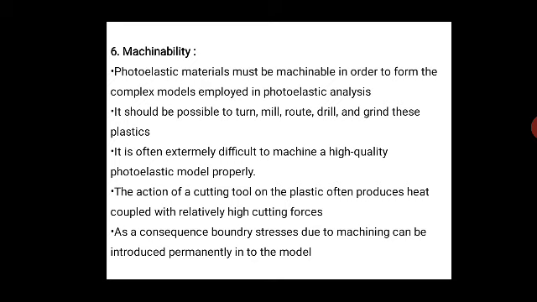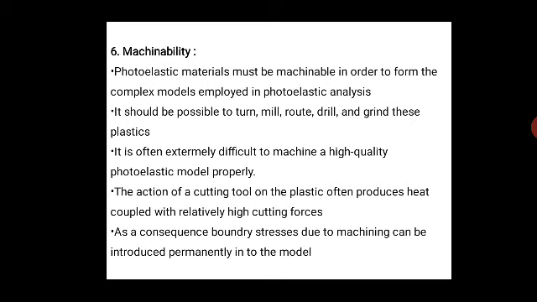So in machining photoelasticity models, care should be taken to avoid high cutting forces and the generation of an excessive amount of heat. These requirements can best be accomplished by using sharp carbide tip tools or air cooling. Along with this, we need to use light cuts coupled with relatively high cutting speed.